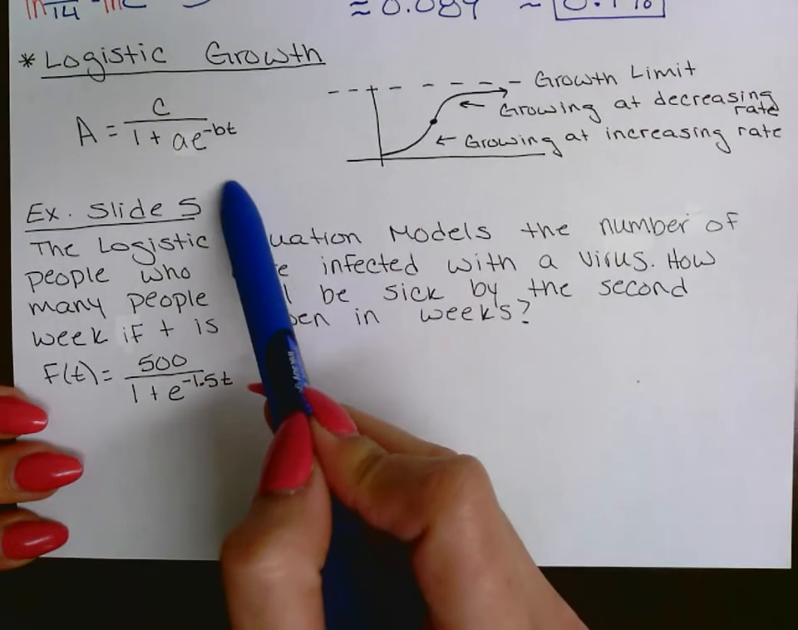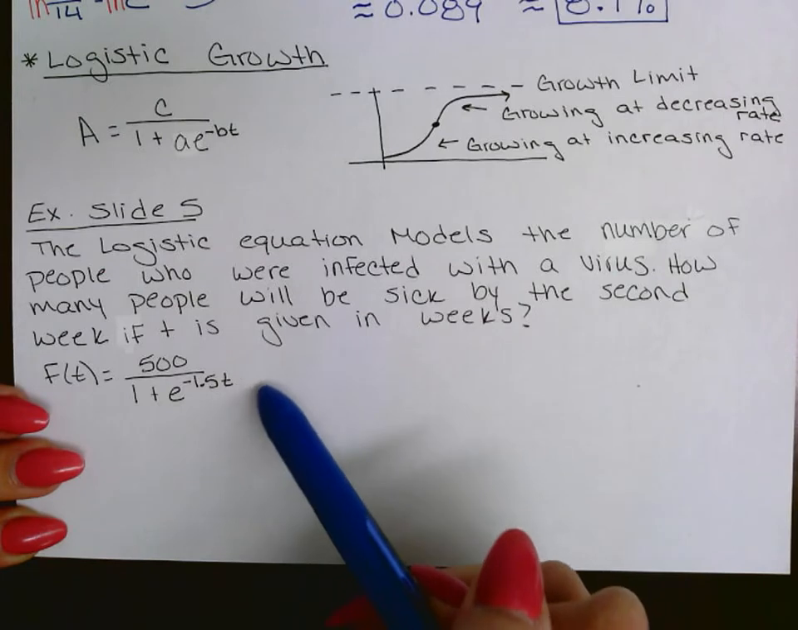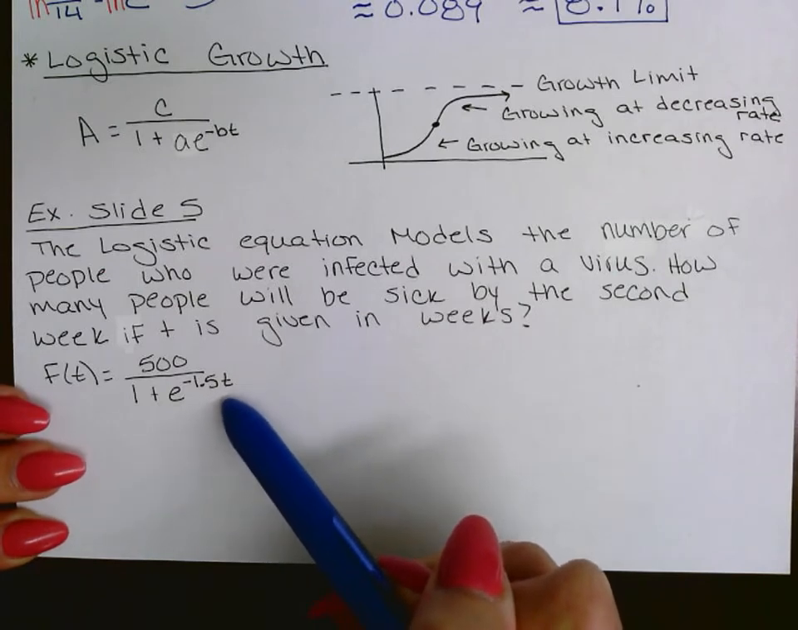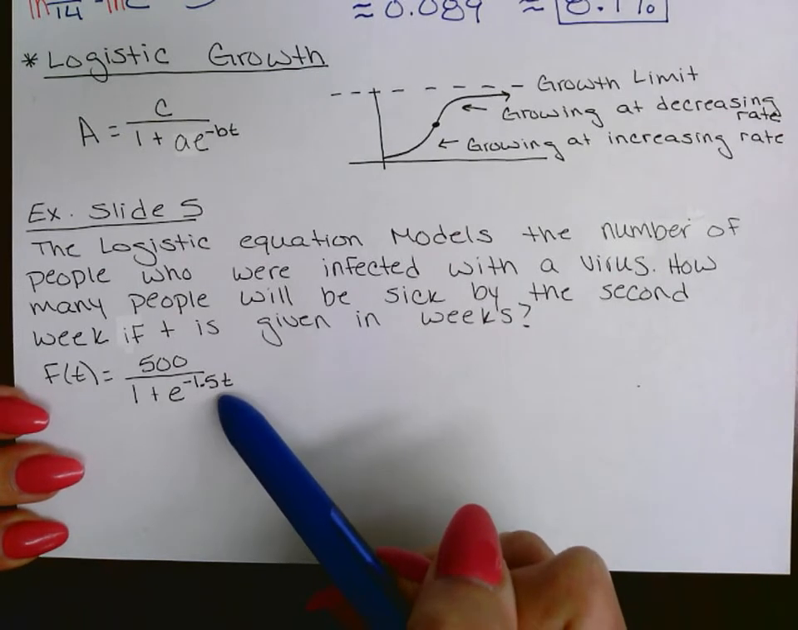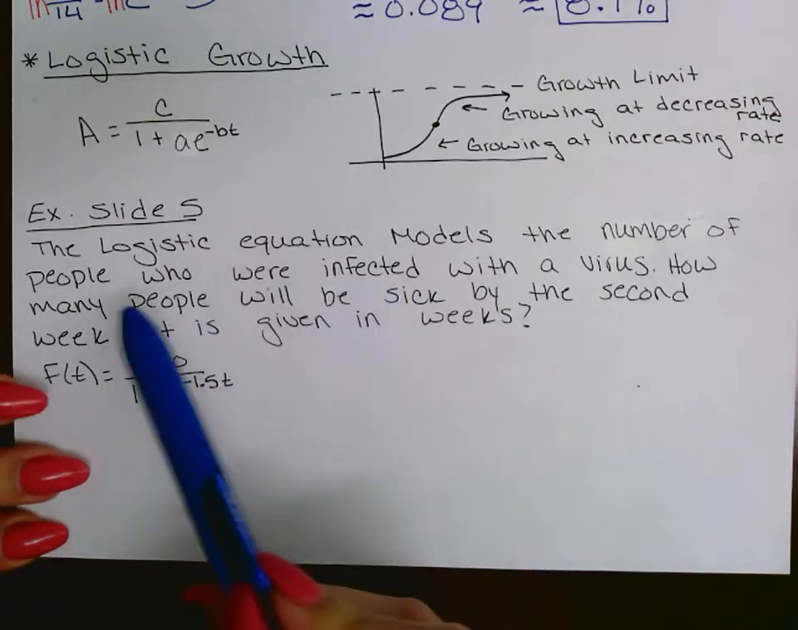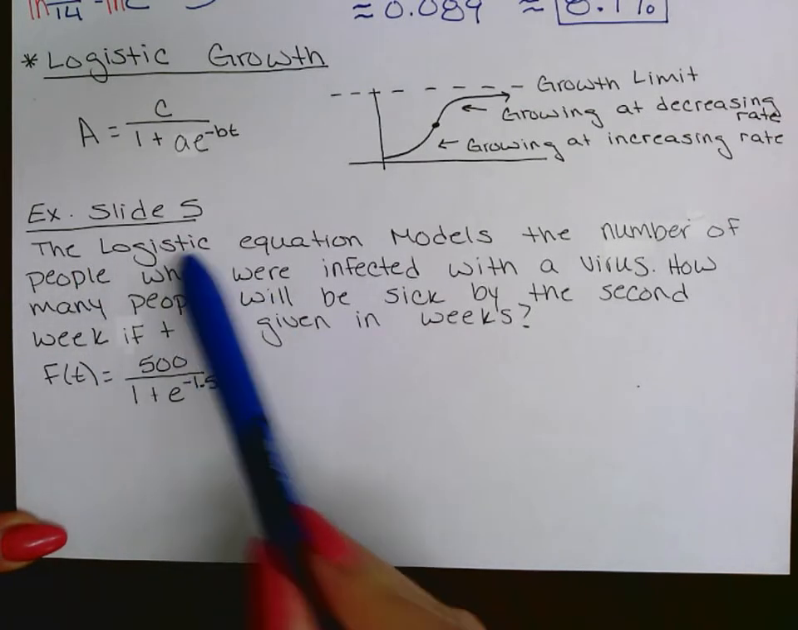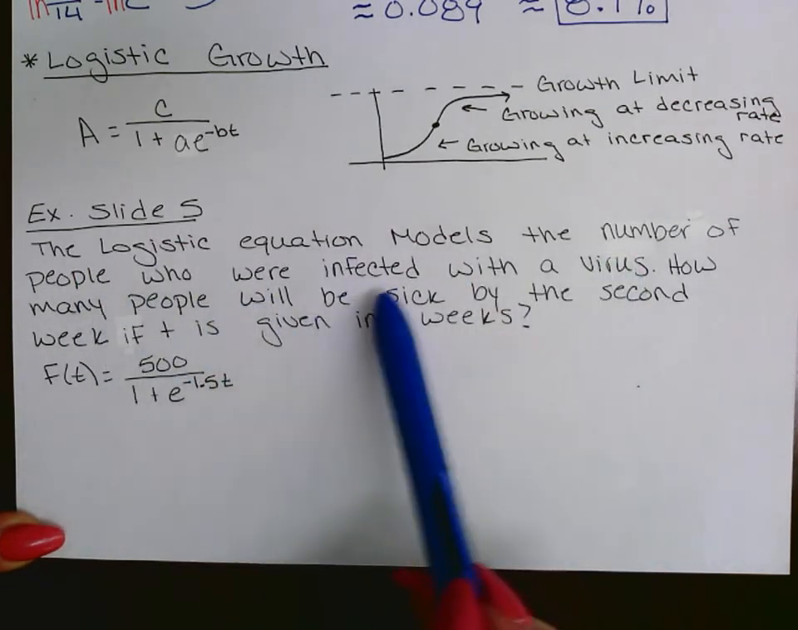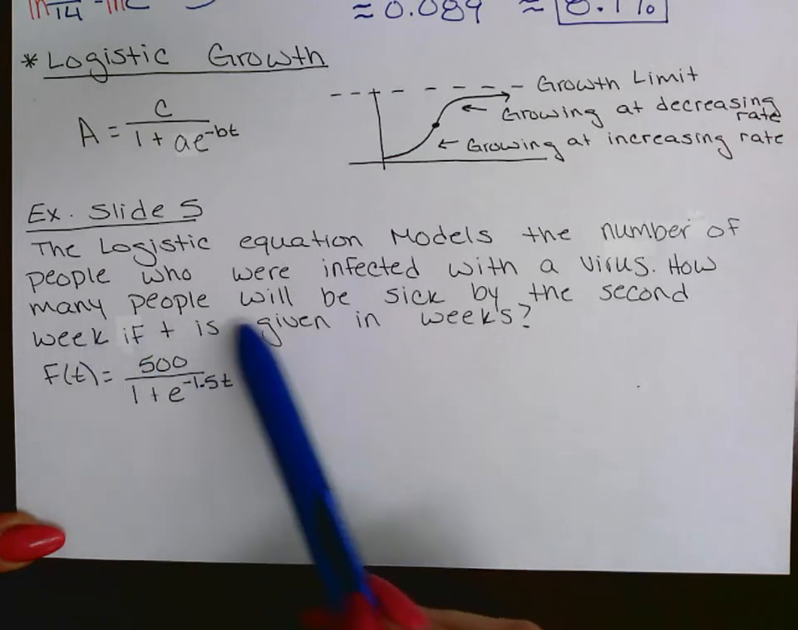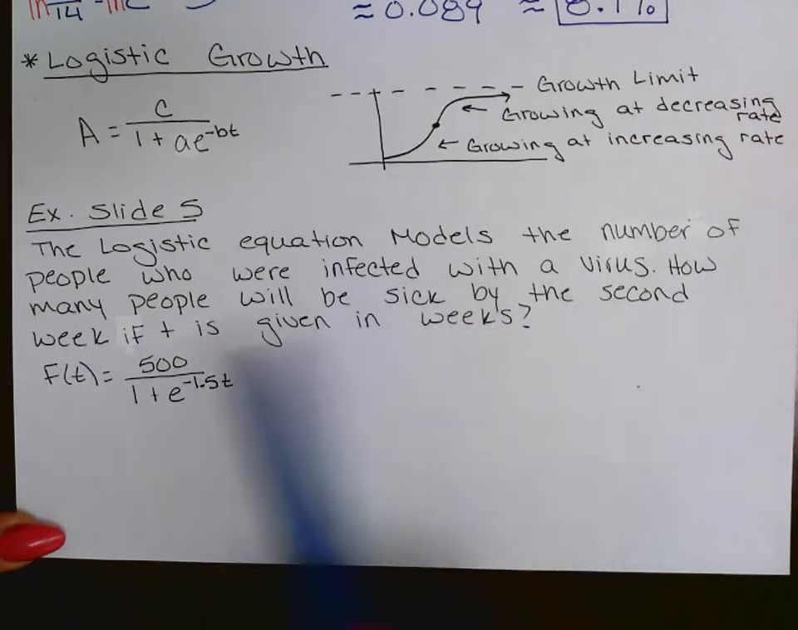So the exposure to this in pre-cal is as simple as giving you a scenario with the equation given. You won't learn how to create and work with that function for logistic growth until calculus BC. Okay? So looking at this question, it says, the logistic equation models the number of people who are infected with a virus. How many people will be sick by the second week if T is given in weeks?